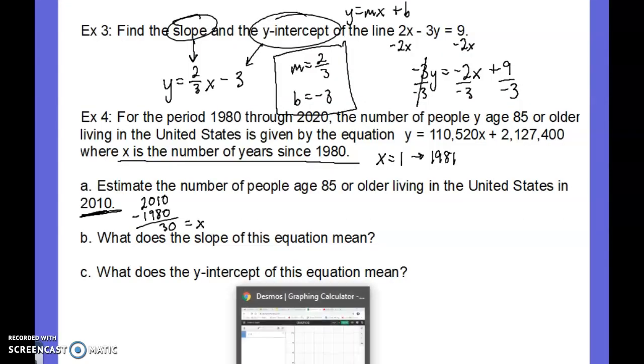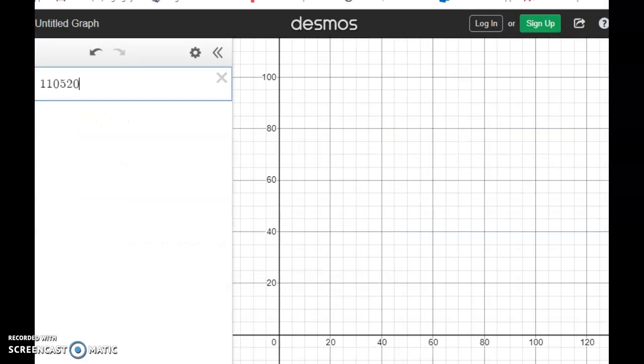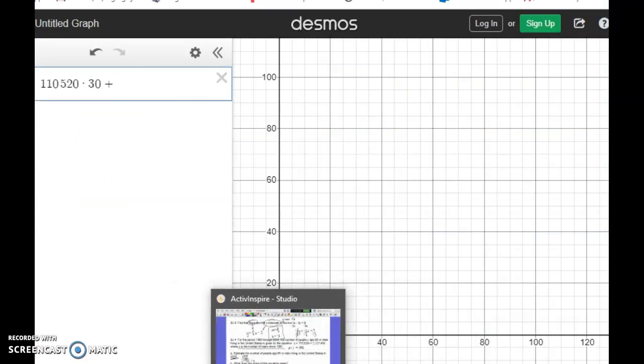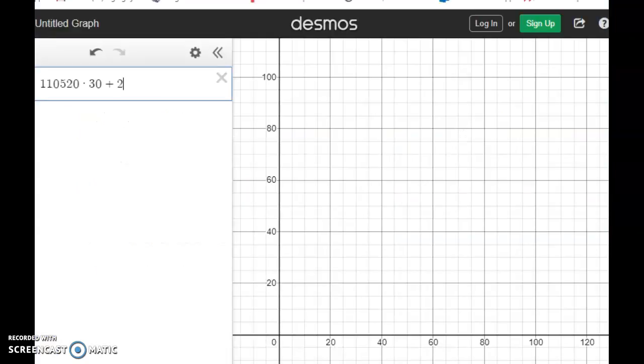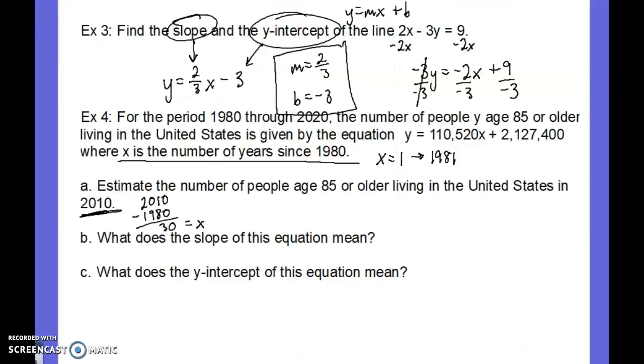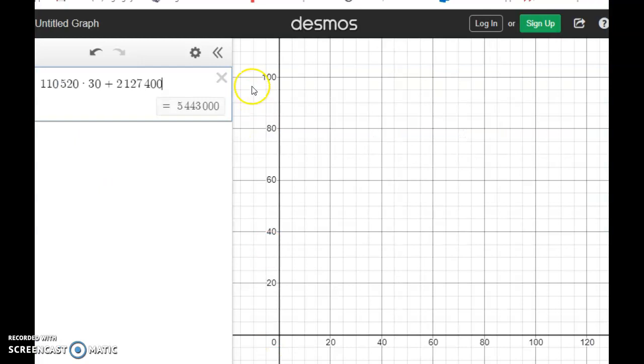110,520. And I don't need it past this one answer. So I'm just going to type in the x value, 2127400, I believe it was. There we go. So you can see 5,443,000.